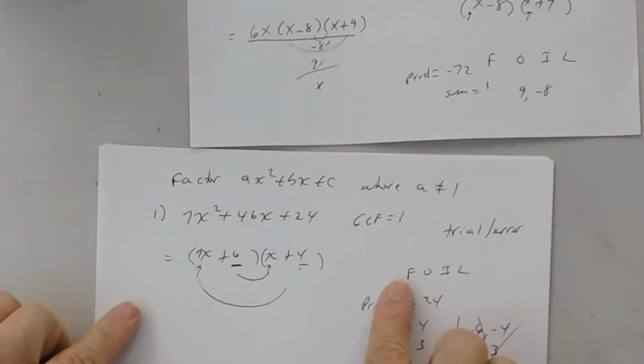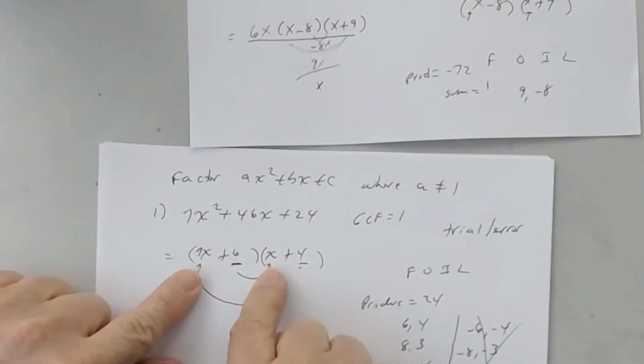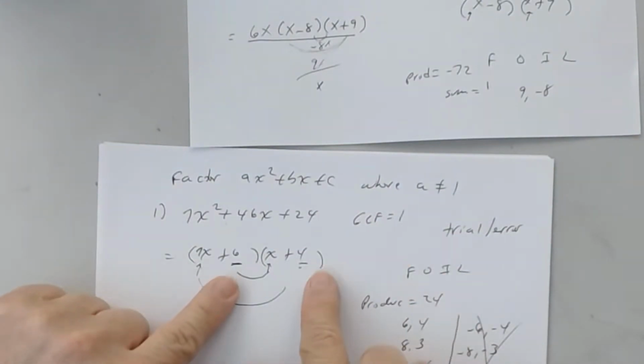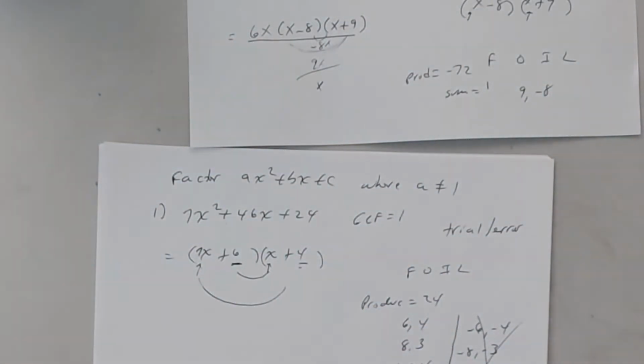I did the F already. 7x times x is what? X squared. I did the last already. 6 times 4 is what? 24. What have I not looked for yet? The middle term. And you're going to get the middle term by looking at the outer and the what? The inner. That's where the outer and the inner comes in.